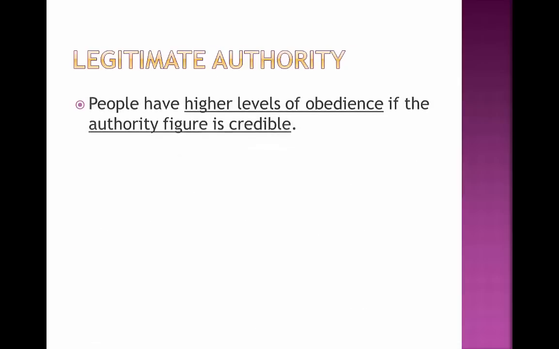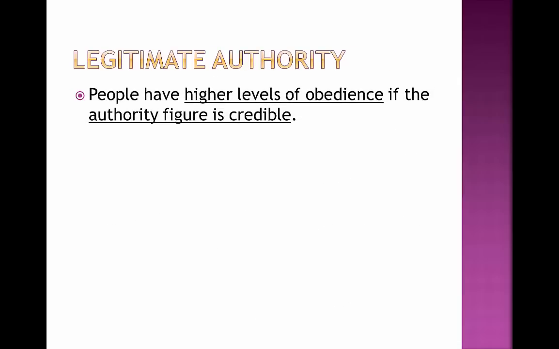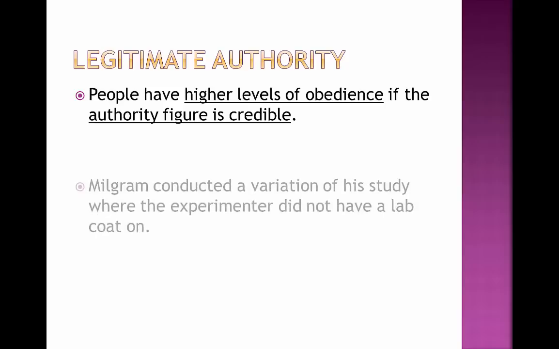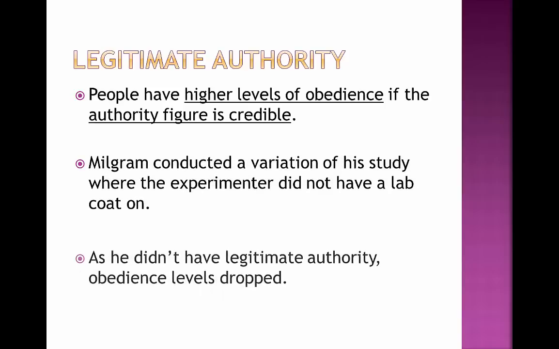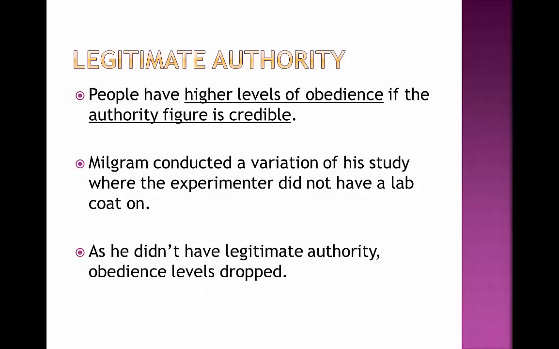Legitimate authority. People who have high levels of legitimate authority are going to be given high levels of obedience if this figure is credible. Milgram conducted a variation of his study where the experimenter did not have a lab coat on, and as you could presume, the levels of legitimate authority weren't there because the experimenter didn't really seem like a real experimenter and more as just a random person who was telling you to shock people. As a result, levels of obedience dropped because there was no legitimate authority.